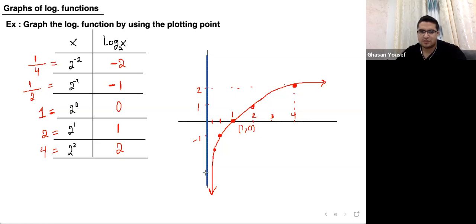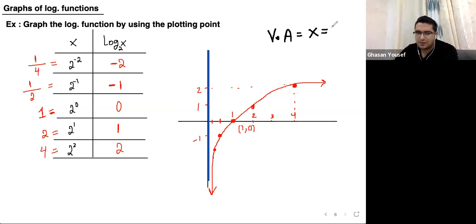So what is the equation for this line? What's the equation of this line? x equals 0. This is the correct one. It's not x equals 1. Yes, x equals 0. So my vertical asymptote is x equals 0. This line, x equals 0.